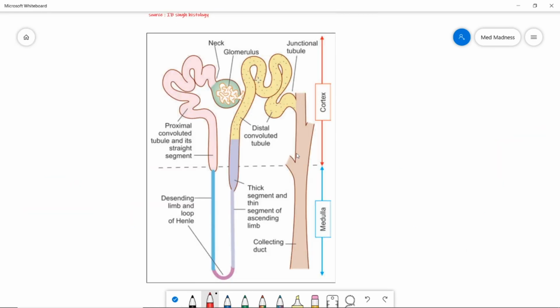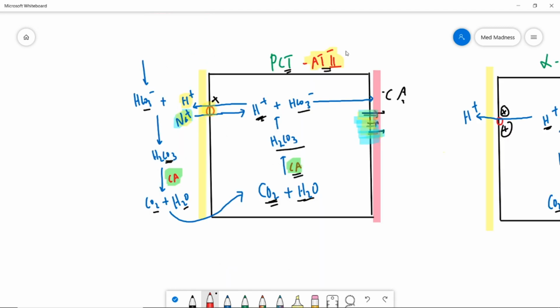Now, there are two types of cells present in the collecting tubule. One is the intercalated cell, the other is the principal cell. The intercalated cells are also present in the distal convoluted tubule. Also, we'll take a cell from the PCT. Now we are going to see angiotensin 2 action on the proximal convoluted tubule. We have seen this cell in the previous acid-base balance video.